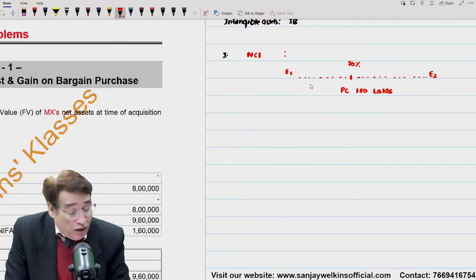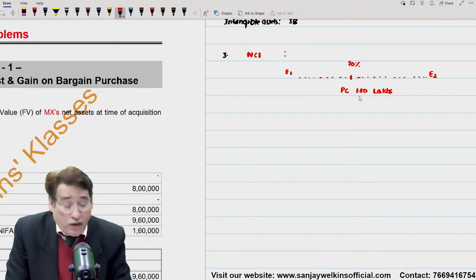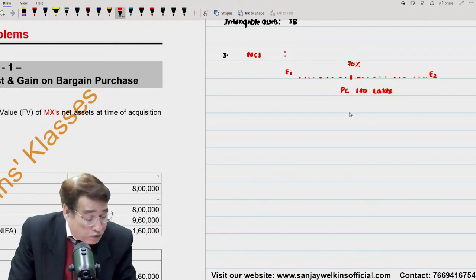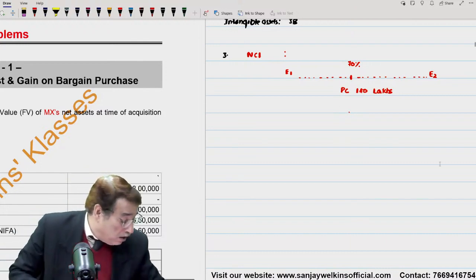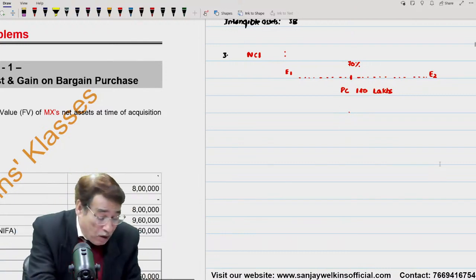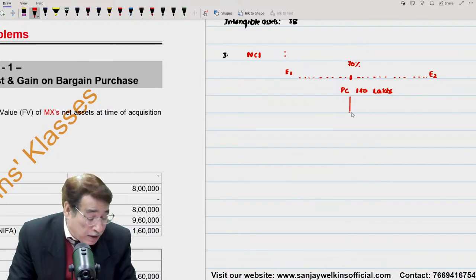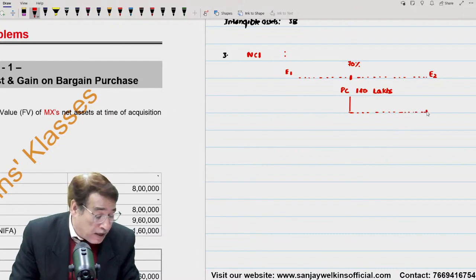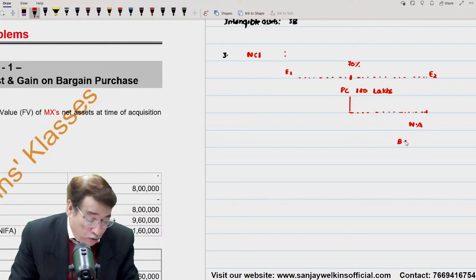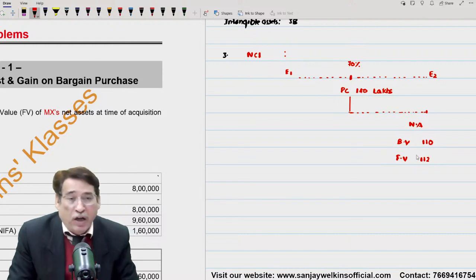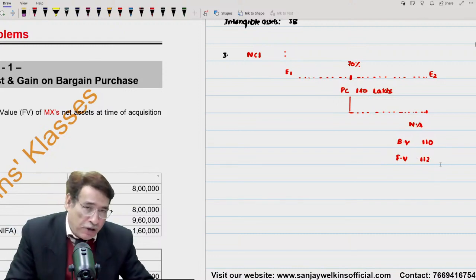Anyway, so E1 has acquired 70% stakes in E2 and our purchase consideration is 140. Further, we presume that on the date of acquisition, because on this particular date we got the control, the acquiree company is having net assets whose book value is 110 lakh and their fair value is 112 lakh. This is the information I delivered.